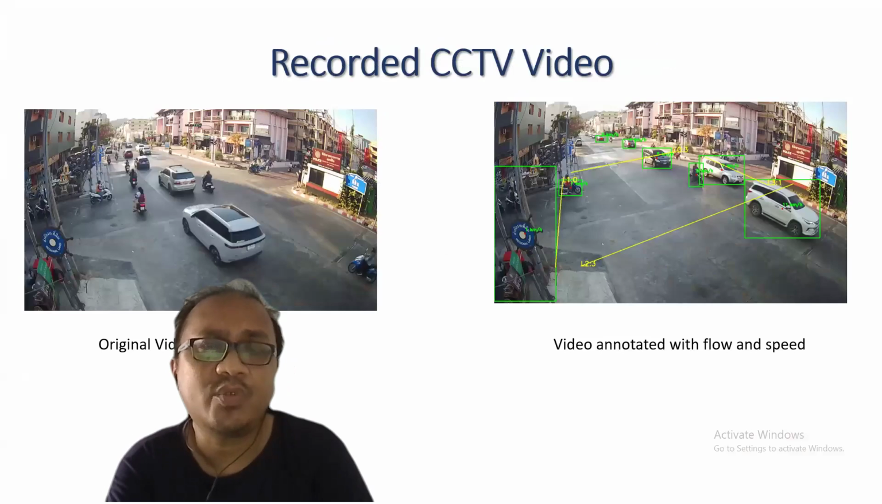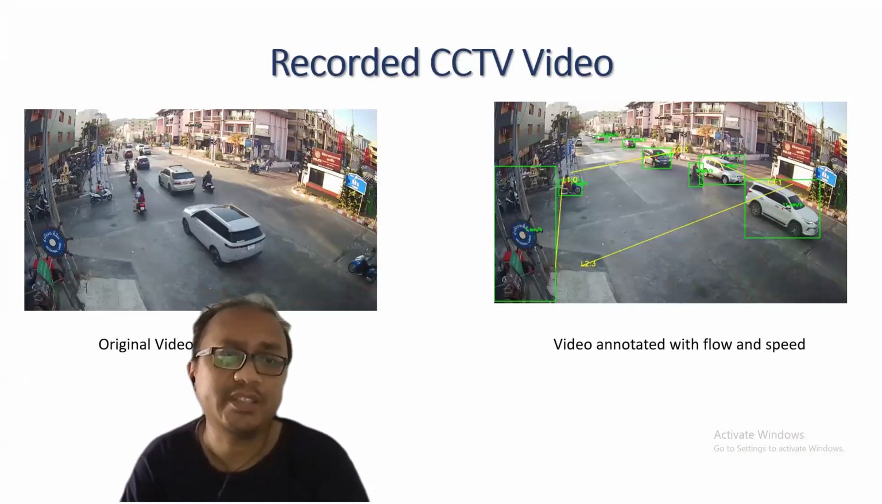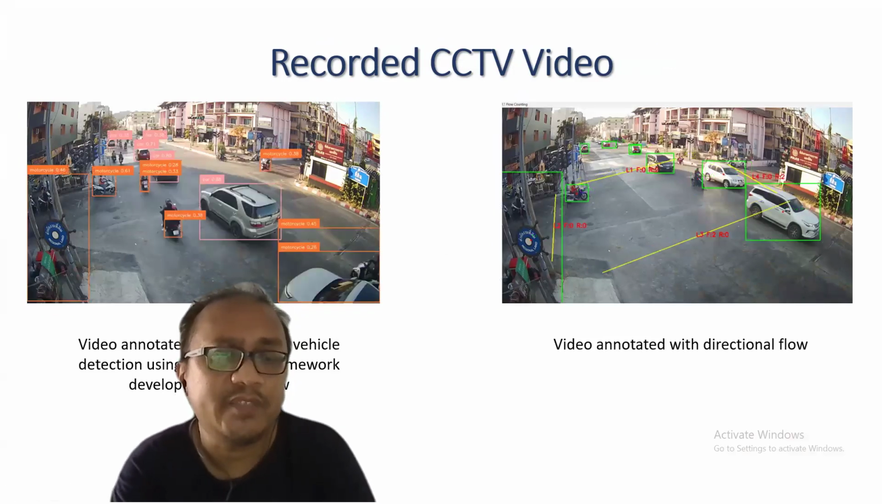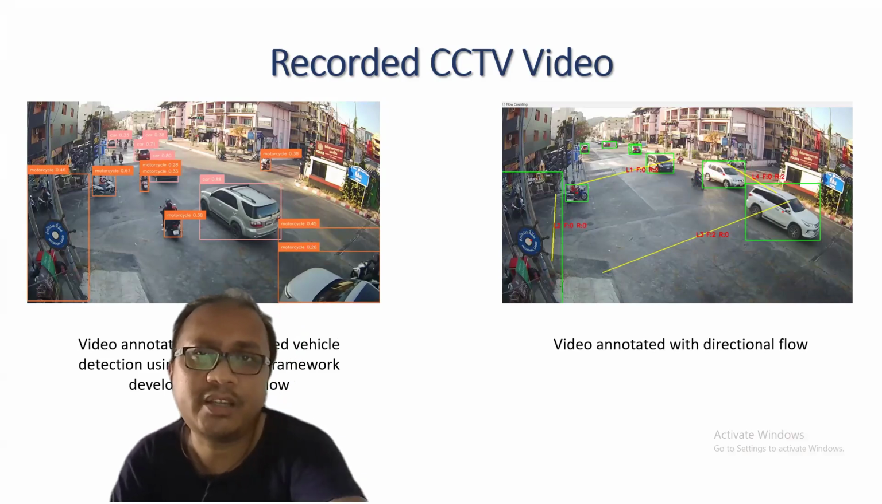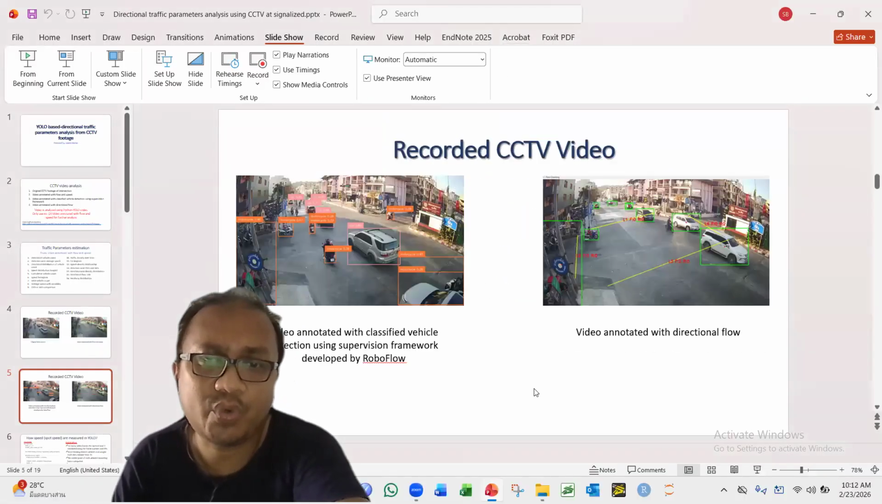So this is the recorded CCTV video. On the left side, you can see the screenshot of the original video record. On the right side, I have the video annotated with flow and speed. And this video annotation I use for analysis only. Next one, I annotate the video for classified vehicle detection. I use the Supervision framework, which is developed by Roboflow. And on the right side, we can see the video annotated with directional flow. This code only runs the directional flow. So, leaving the PowerPoint, I want to show the video actually.